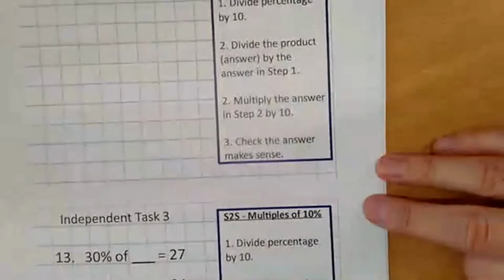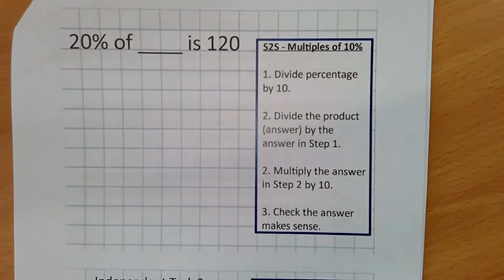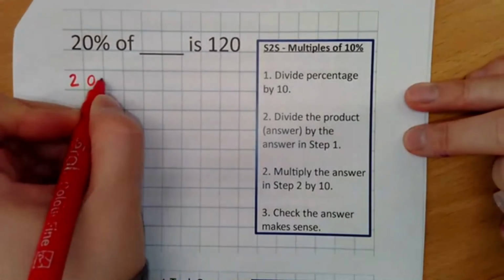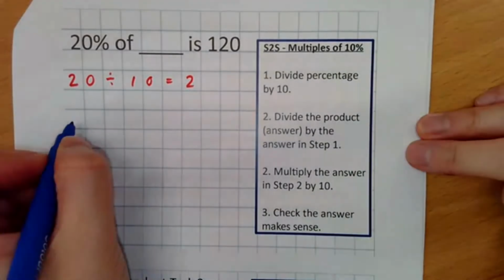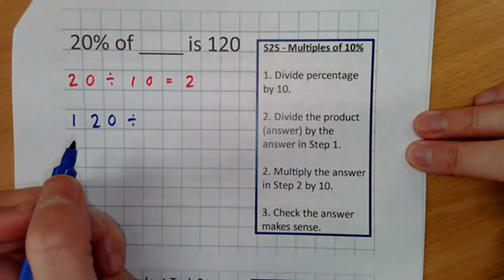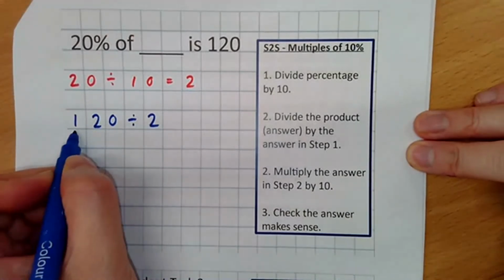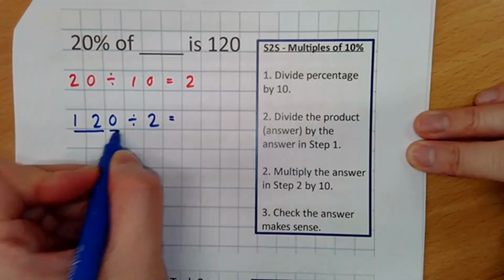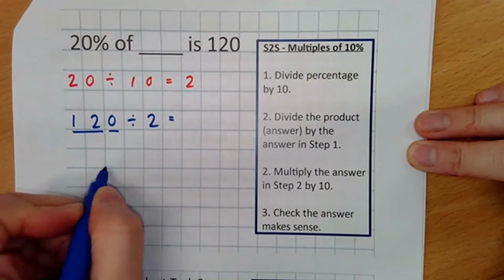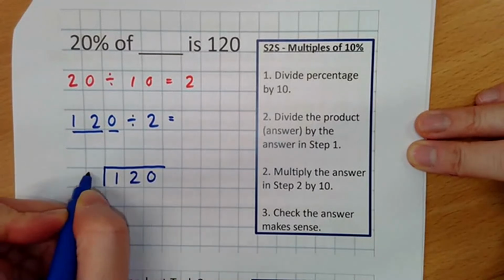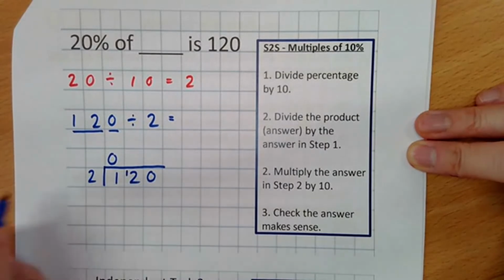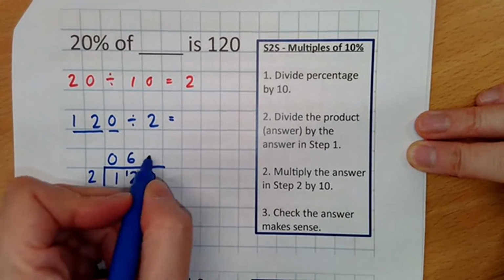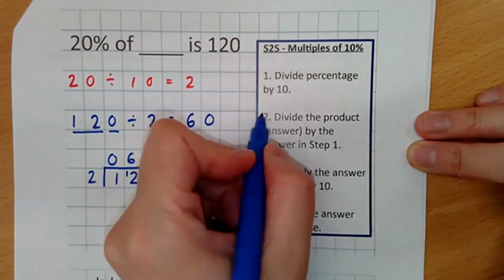Okay. Let's do one more. Divide the percentage by 10. What's that? Good. Divide the product by the answer. What's the product? Good. By. Excellent. Again, you can take this and divide it by 2 and then divide 0 by 2. If you feel more comfortable, you can of course use the bus stop method. 0 divided by 2 equals 0, and I'm going to regroup the 1. 12 divided by 2 equals 6. 0 divided by 2 equals 0. So we still get the same answer.